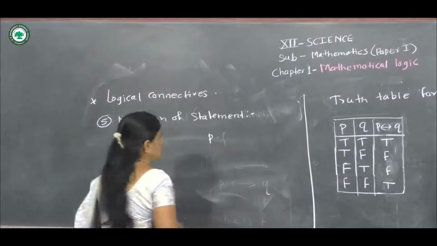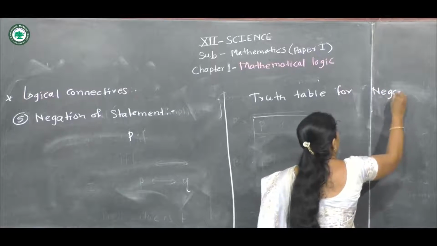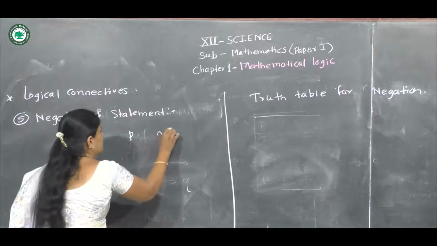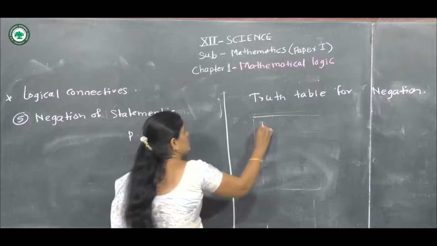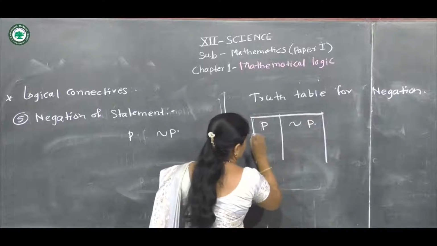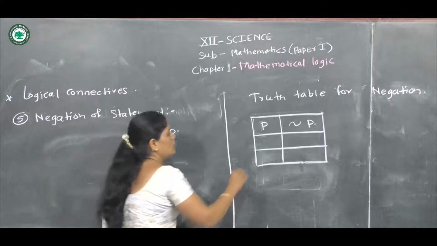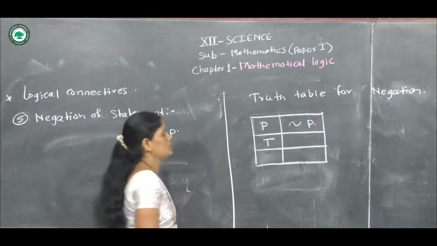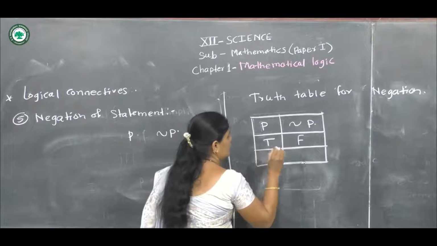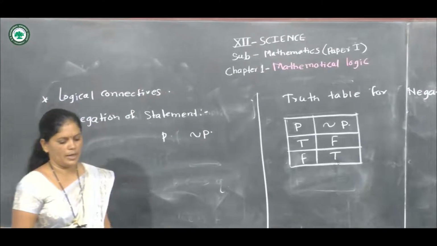Truth table for negation. If the statement is P, we consider the negation of P. If P has value T, then the negation of P is F. If P has value F, then the negation of P is T. This is the truth table for negation.